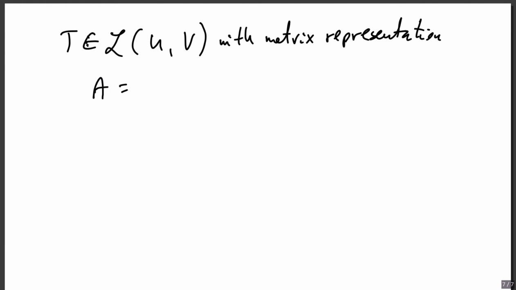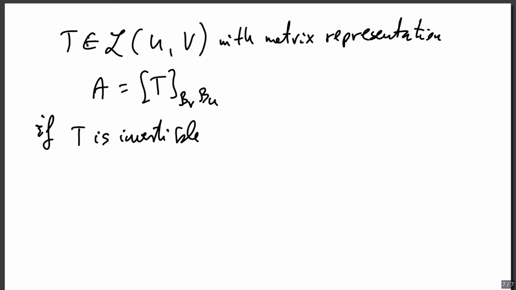So this is kind of a theoretical part now. If you have T, a linear transformation from U to V, with matrix representation A, which is then the matrix representation when we have bases V and U, then if T is invertible, then what we get is that T inverse is actually a linear mapping from V to U.